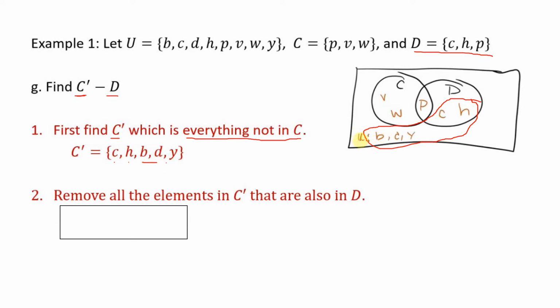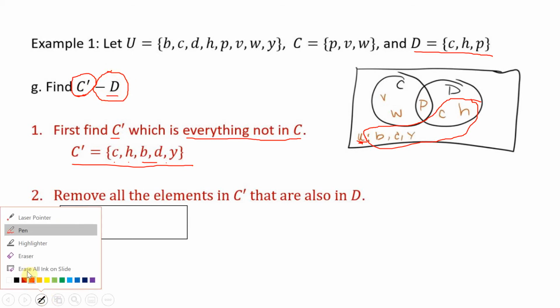Again, you're like, why didn't she circle the U? Remember, the U stands for universe. It's not an element. So I circle everything outside of C, and look at that. We already have the first part. So now we have C complement. Now from here, I have to remove or subtract D.